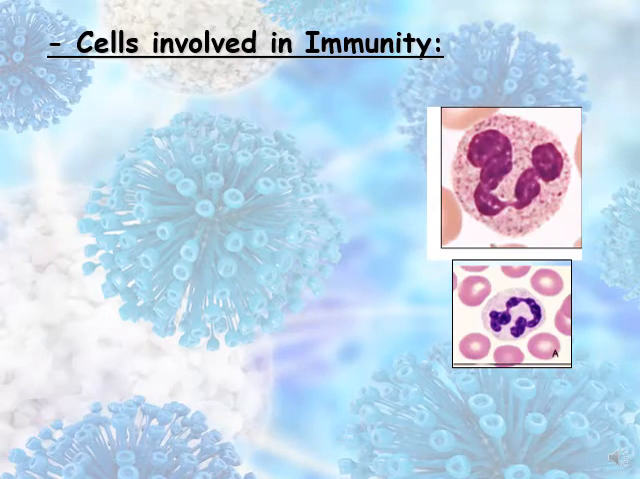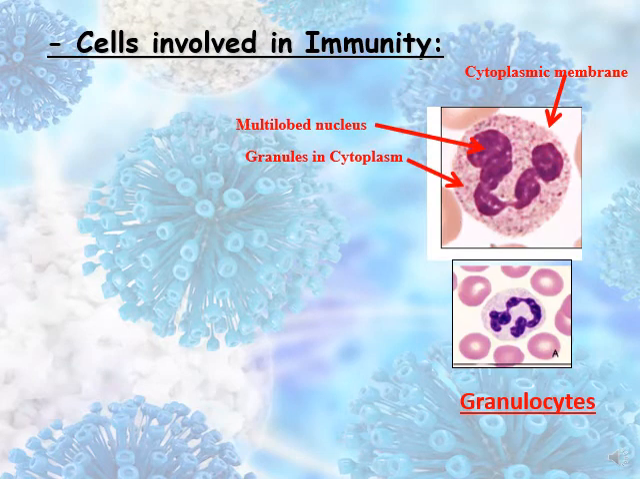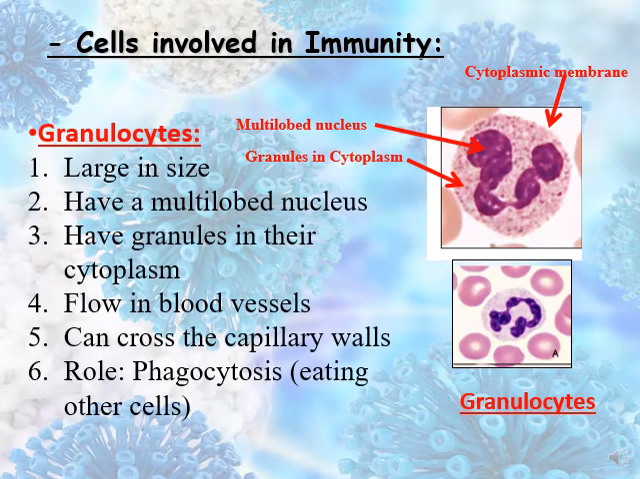Another type of cell is called granulocyte. What is special about the granulocyte? They have a multi-lobed nucleus. They are large in size, have granules in their cytoplasm, can flow in the blood vessels, can cross the capillary walls, and have a role in phagocytosis.